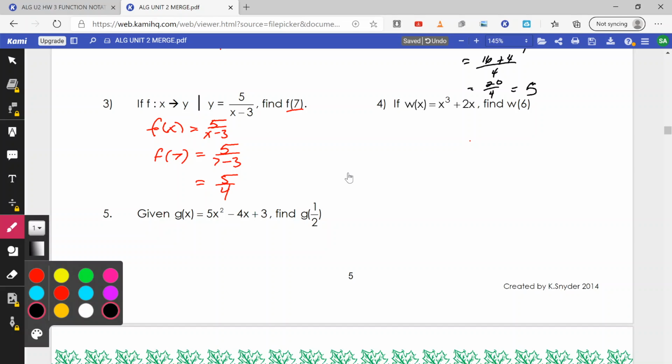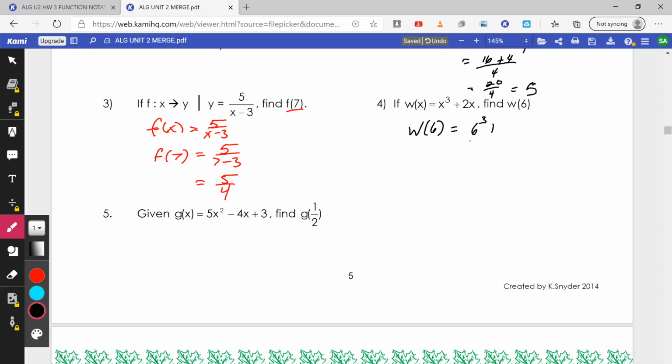Number 4, if w of x equals x cubed plus 2x, find w of 6. So w of 6 equals, again, x got replaced, so everywhere there's an x, I put 6. So I have 6 cubed plus 2 times 6. 6 cubed is 216. 2 times 6 is 12. Add them together and we get 228.